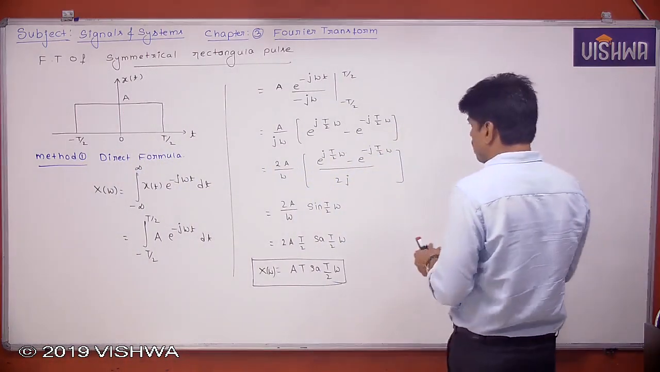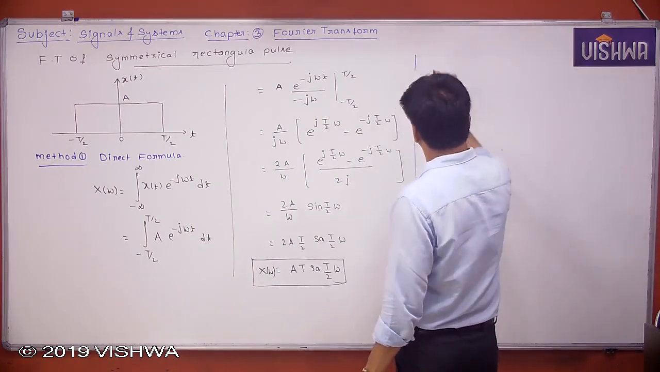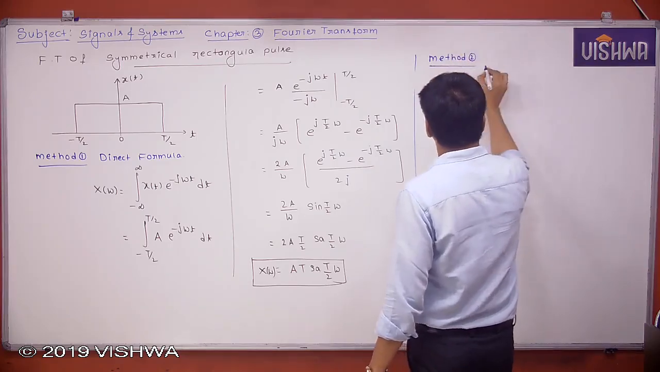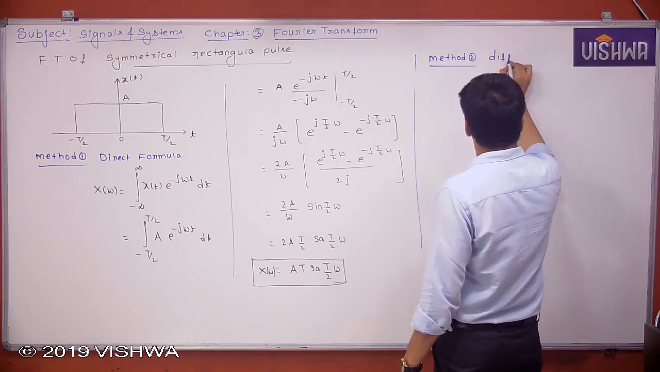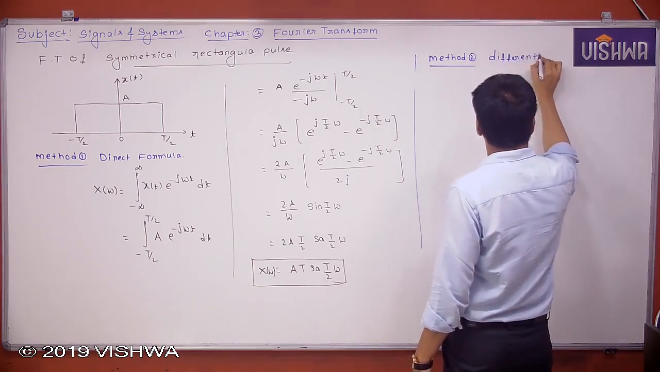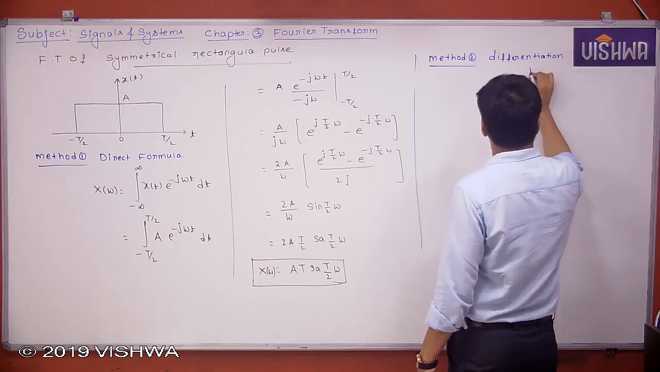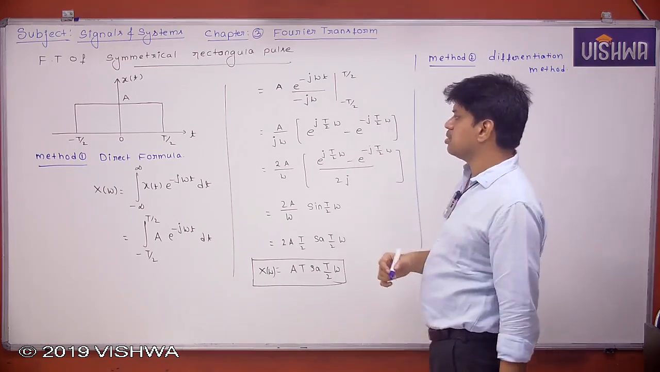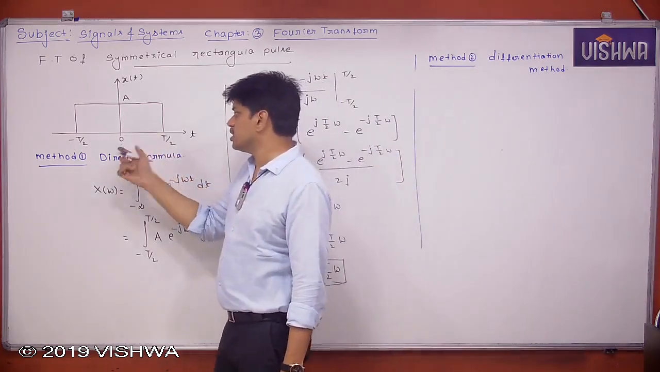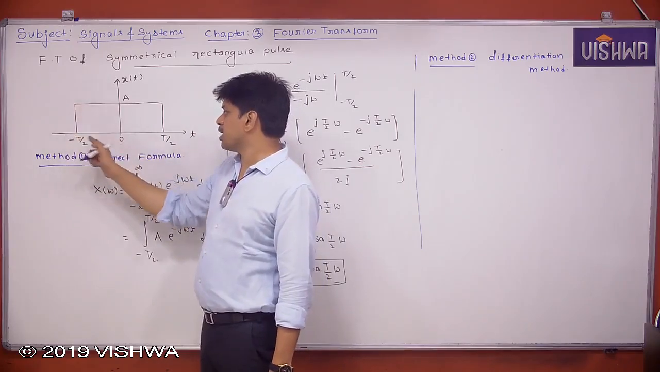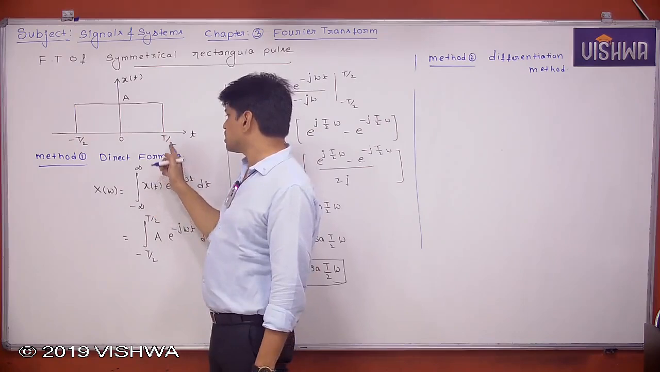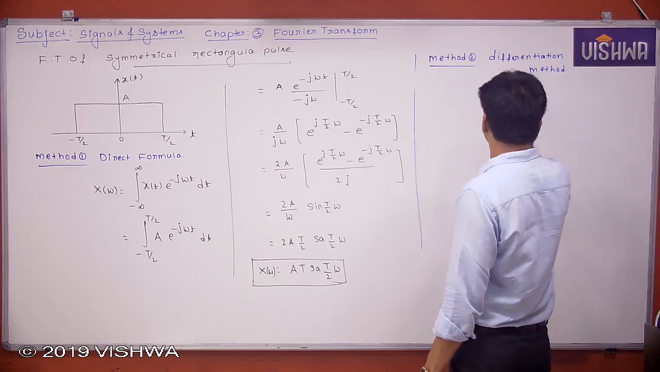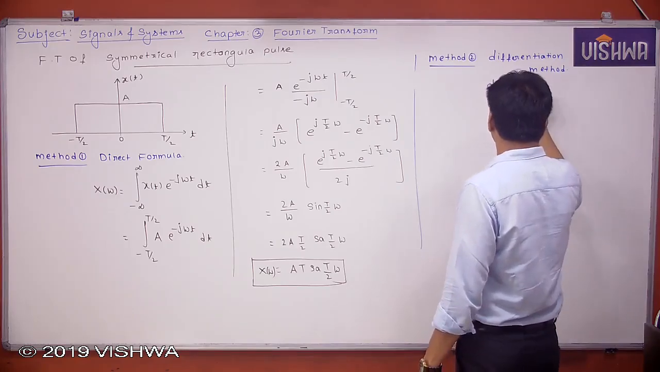Take it. And in method 2 also we can go the same way. Let's see method 2, that is the differentiation method. If I do the differentiation of this x of t signal, we are going to get one impulse function at minus T by 2, and one impulse function in the downward direction at T by 2. So if I first calculate dx of t by dt, how does it look?